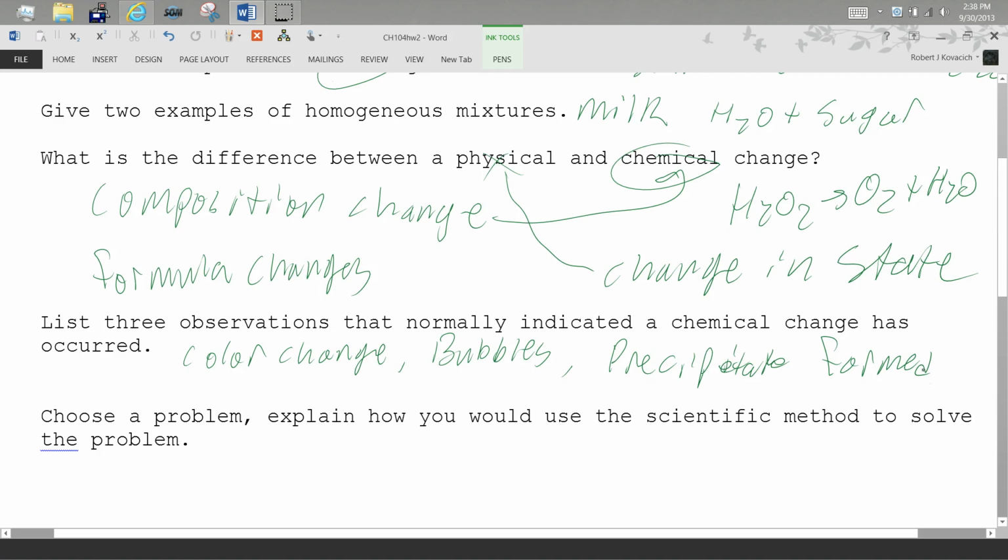Okay, so I mixed two clear liquids together, and all of a sudden there's a solid form. So that's the precipitate.